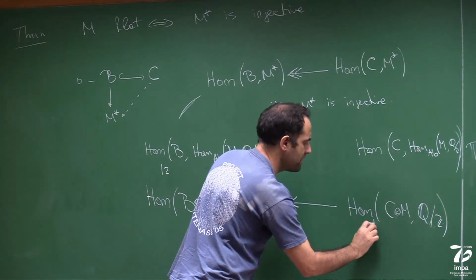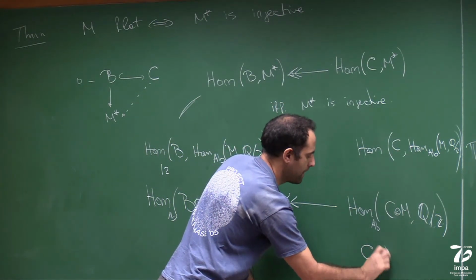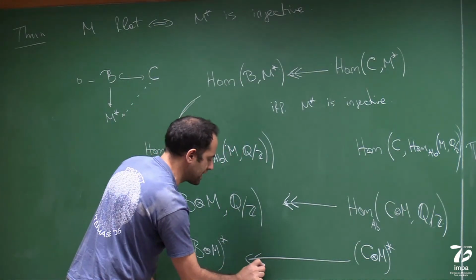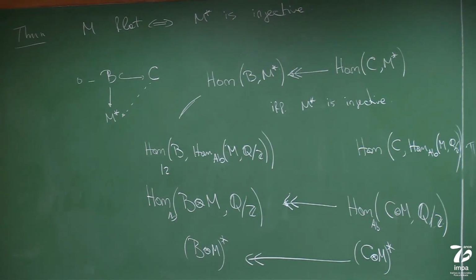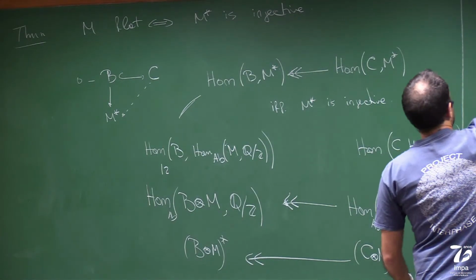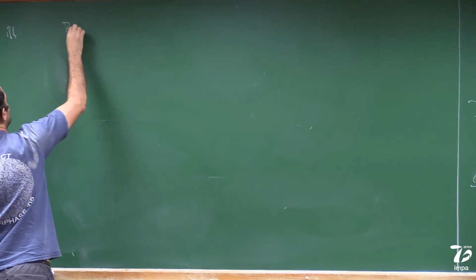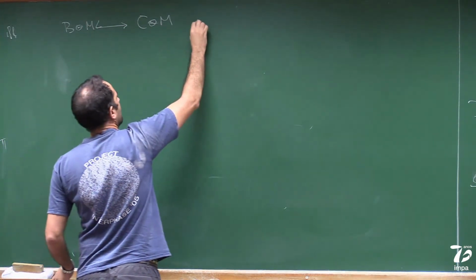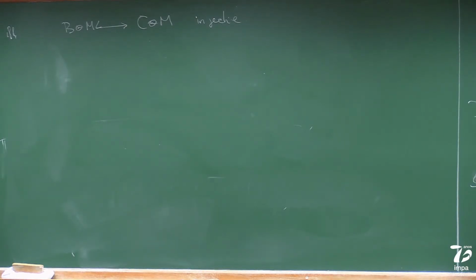Now, this is Hom in the category of abelian groups again. And this is, by definition, C tensor M dual. And this is, by definition, B tensor M dual. And I want this to be surjective. And taking duals is exact. So that's an if and only if, sorry, when I take the transpose of this map, B tensor M to C tensor M, now it's injective. And this is if and only if M is flat.